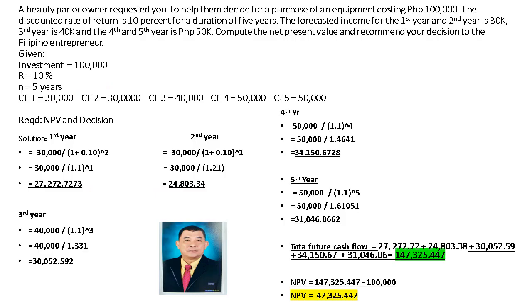We have here a given example of a problem. There is a beauty parlor that decides to purchase an equipment costing 100,000. And the discount rate of return is 10%. The number of periods is 5 years. And the forecasted cash inflow for the first and second year is 30,000. Third year is 40,000, and then fourth and fifth year is 50,000. Now, first of all, you have to compute the profitability index.